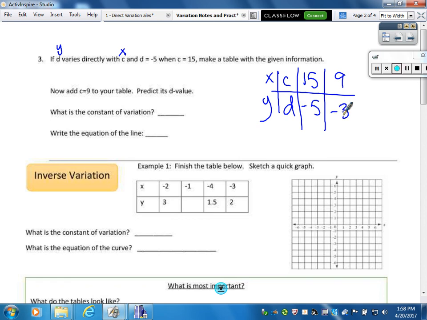So what's the constant of variation? We said we were dividing by negative 3. So you can't just say divide by negative 3. That's not going to work. So put that in its fraction form, negative 1/3. Now let's write the equation of the line. Y equals, put in your constant, and then your x.